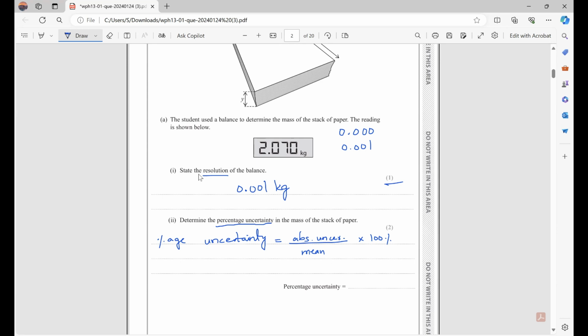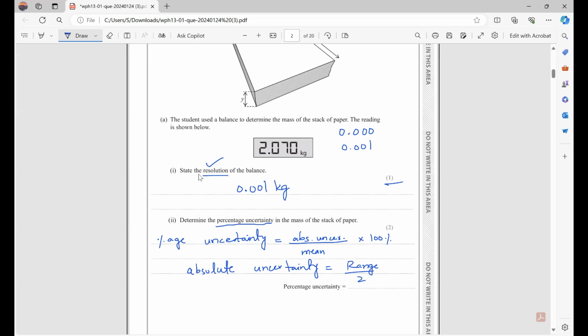But what if you're not provided with it? Like in this case, you don't know the absolute uncertainty. So what you can do here is find the absolute uncertainty. The absolute uncertainty is equal to the range divided by 2. Now, you might be wondering what the range is. Actually, we're not provided the range here, but we know the resolution of the balance. And the resolution of a device is actually its range. So this resolution is the range of this balance.